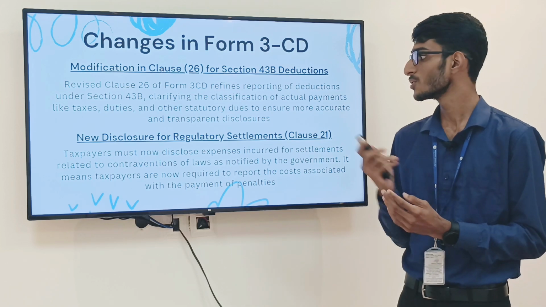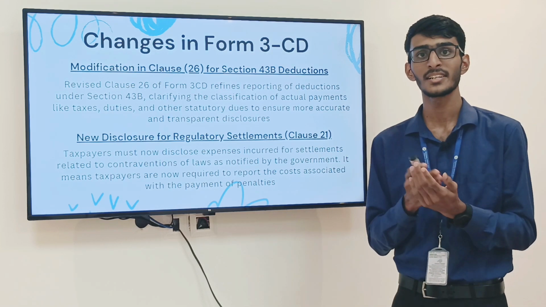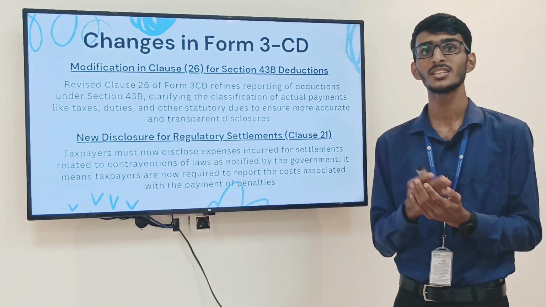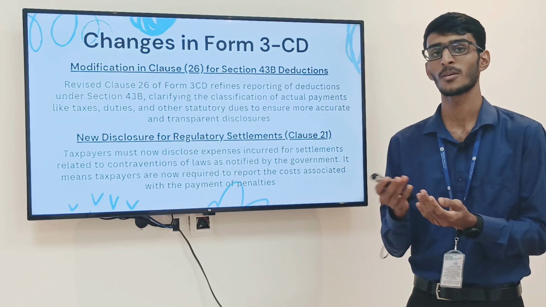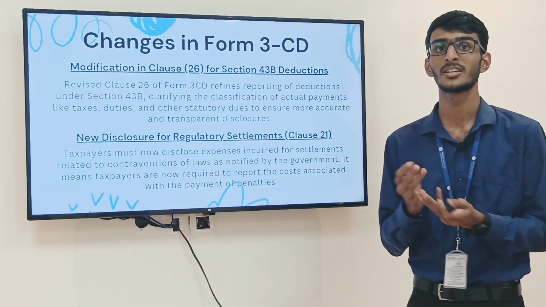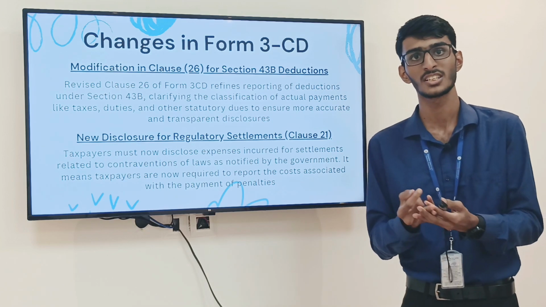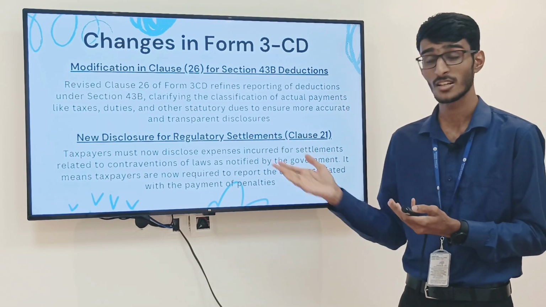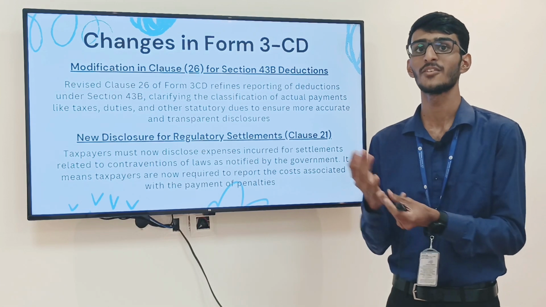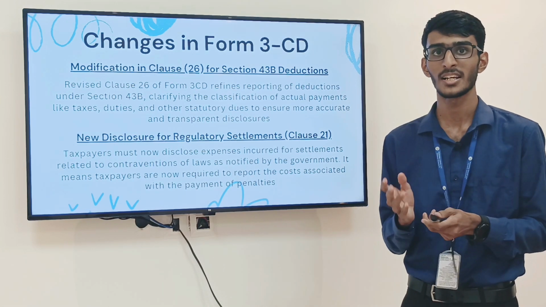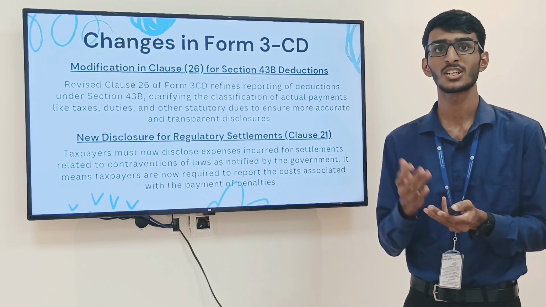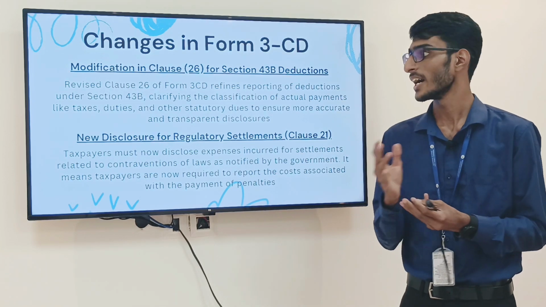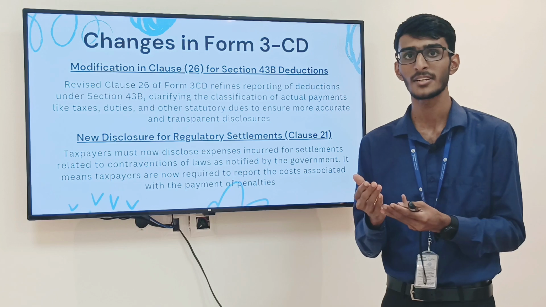Other than that, there is a new disclosure where any regulatory settlements made by the entity have to be disclosed. These regulatory settlements are not about settlements made for delays in TDS filings or GST filings. These are statutory settlements made perhaps to the Enforcement Directorate or any other such body, wherein you are charged with some offences, and now you are paying a settlement to get rid of those charges.